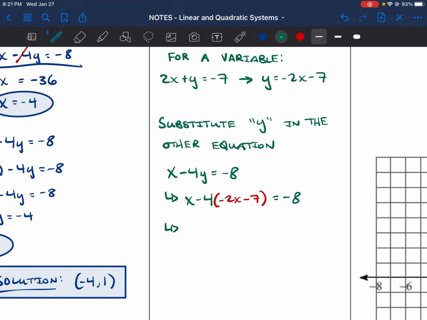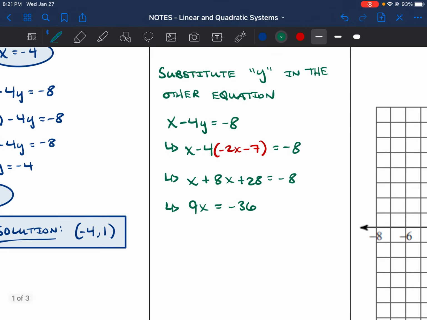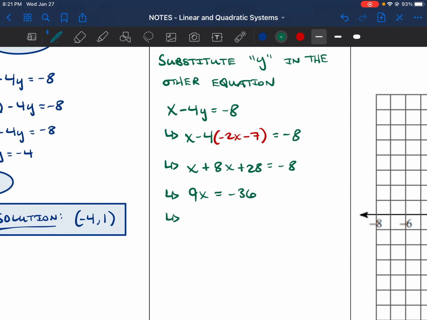Let's distribute the negative 4, so we get x plus 8x plus 28 equals negative 8. And let's just solve for x. X plus 8x, this is 9x. Go ahead and subtract the 28 over, so negative 8 minus 28, that's negative 36. And once again, we can see after dividing both sides by 9, we get x equals negative 4.